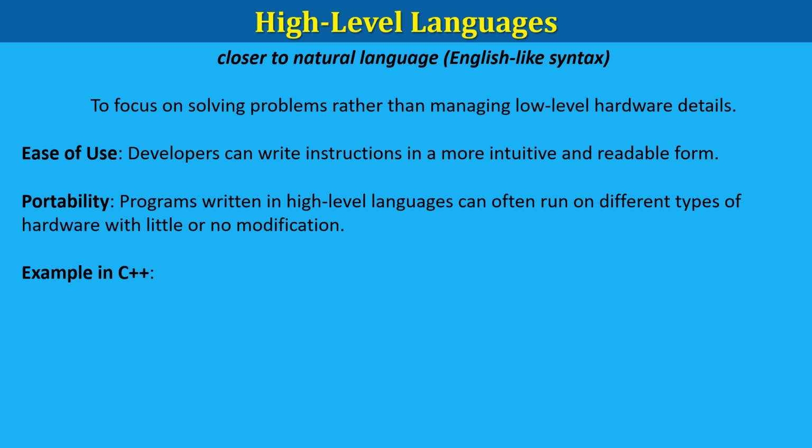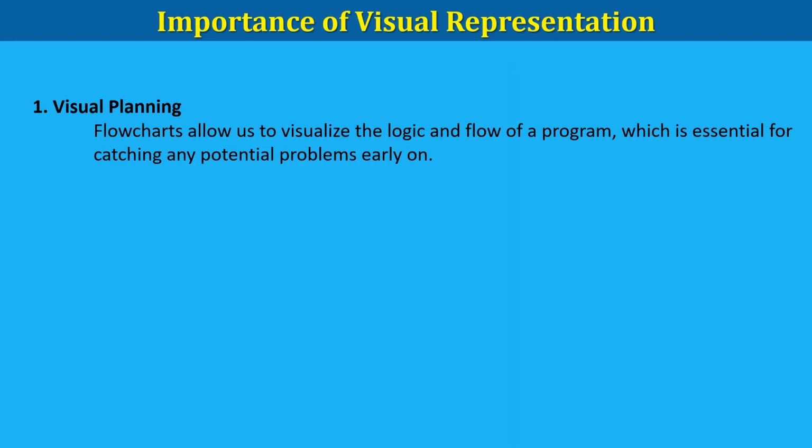Example in C++, the C++ code is simple and clear. It uses the standard cout command to print the text "Hello World" on the screen. This code is easy to understand because it resembles how we express ideas in everyday language, like output this message. Importance of visual representation, visual planning.